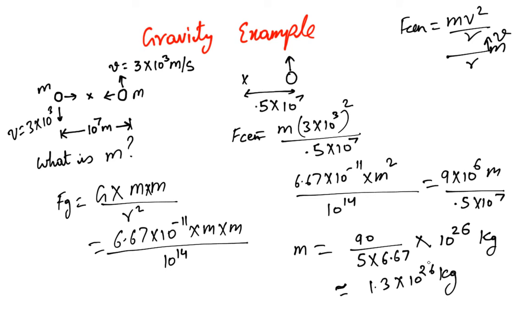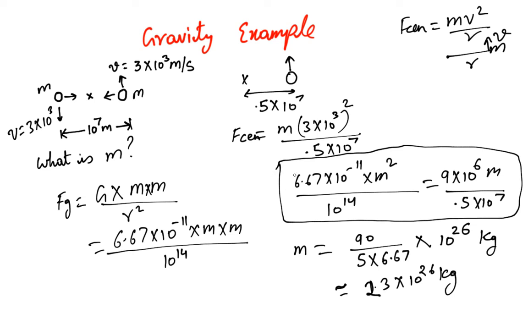Okay, is it 1 point? No, actually it should be around 2.3, something like 2.3. Anyway, so we have calculated the force of gravity between the two masses, and it is the force of gravity that is providing the centripetal force, and we set up this equation here to find the mass of the object, the mass of the star. Actually, it's a binary star.